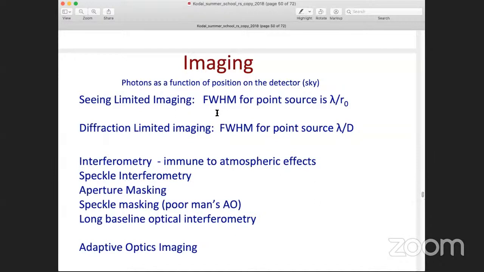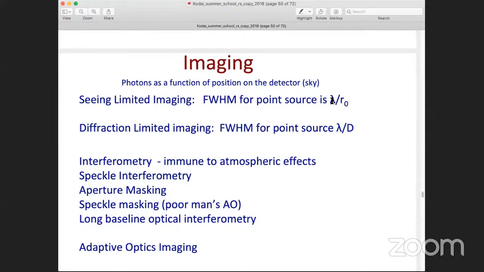In seeing limited imaging, the presence of the atmosphere acts as a big refracting element. You can say that it's a big lens of a certain diameter. That is what is going to decide your resolution, and that particular diameter is called the Fried parameter, or r0. So in the presence of the atmosphere, whatever your telescope diameter may be, we get a resolution corresponding to lambda over r0, where r0 is the Fried parameter. It's called the atmospheric coherence length.